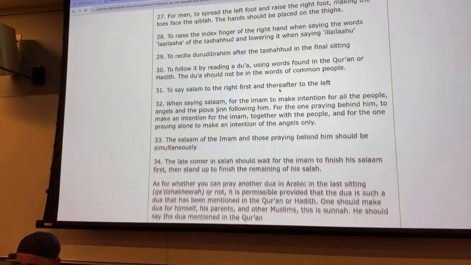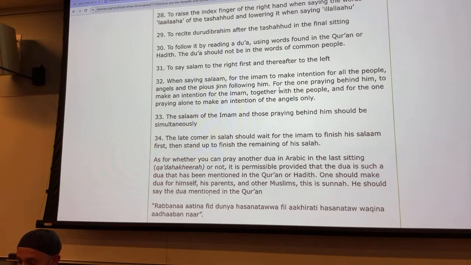And then in 30, you're going to follow it by reading a dua, a supplication, using words found in the Quran or the Hadith. The dua should not be in the words of common people. So a lot of people will make a dua that says, Rabbana atina fid dunya hasana, oh my Lord, give to me in the world goodness, things of beauty, wa fil akhirati hasana, and in the next world beauty, waqina adhaban-nar, and protect me from the fire, right? That's a dua taken straight out of the Quran. It's a supplication from the Quran.